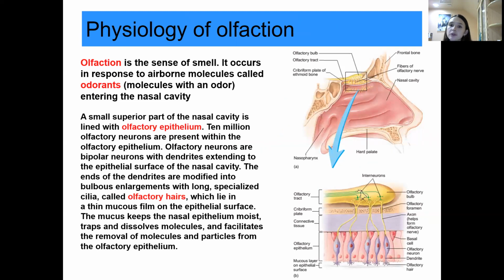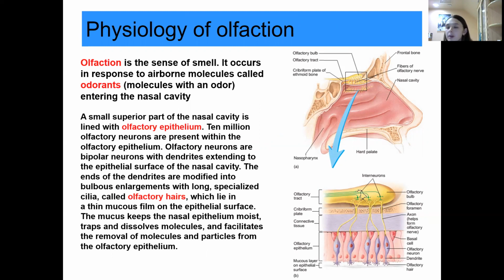Now let us move to the physiology of olfaction. Olfaction is the sensation of smell. It occurs in response to airborne molecules called odorants entering the nasal cavity. A small superior part of the nasal cavity is lined with olfactory epithelium. 10 million olfactory neurons are present within the olfactory epithelium.